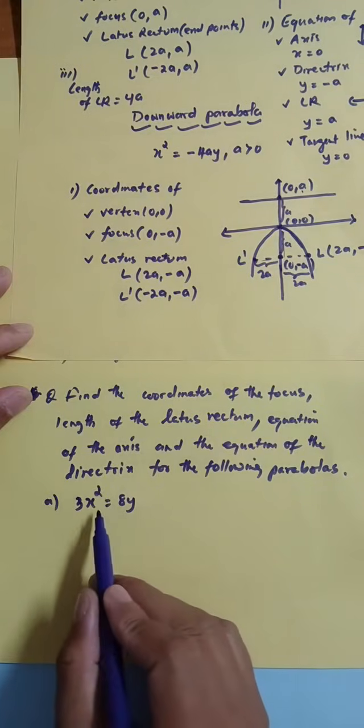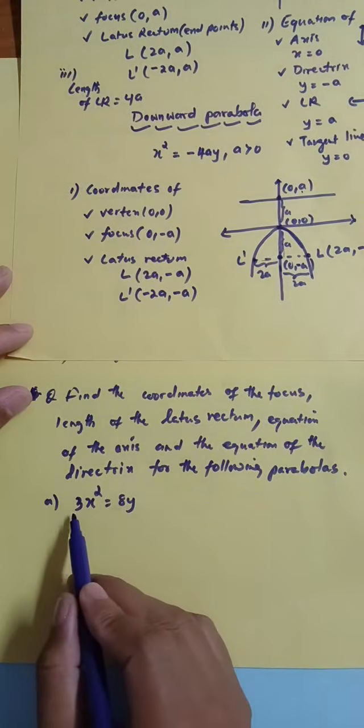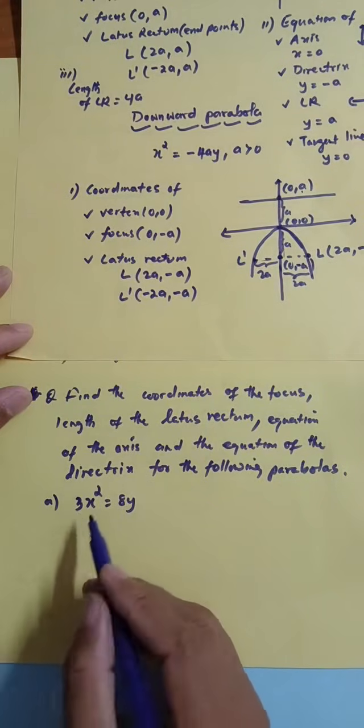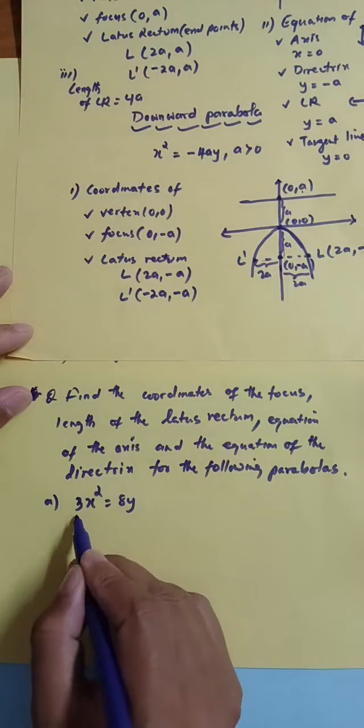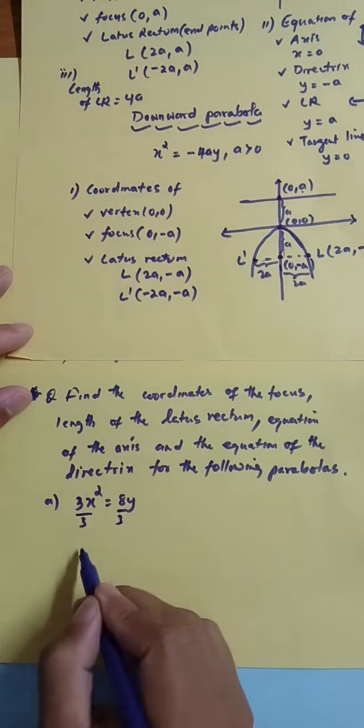Now this is an upward parabola because x square is positive, but I don't want this 3 in front of x square. So I'm going to remove it by dividing both sides by 3. We need to make this one in standard form.